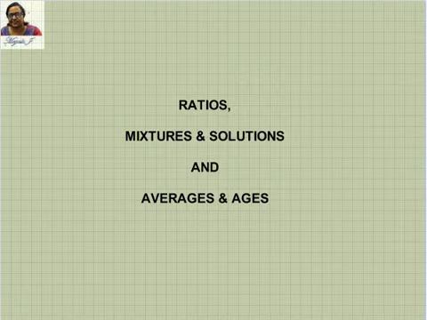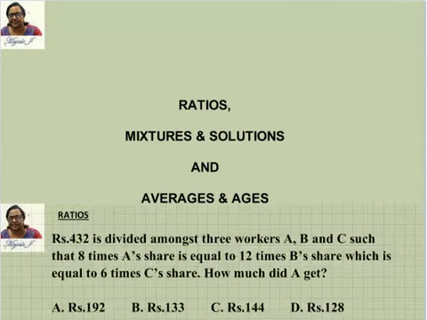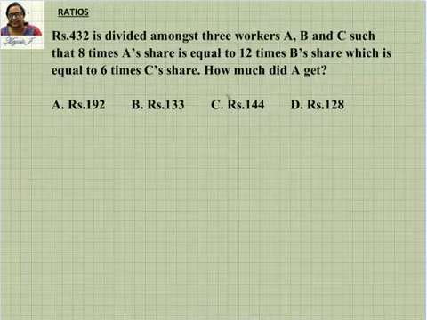This first class was about numbers, percentage, and profit and loss. And the second one is now going to be ratios, mixture solutions, and averages and ages. So with this, we'll be completing Unit 1. The first problem is about the ratios.